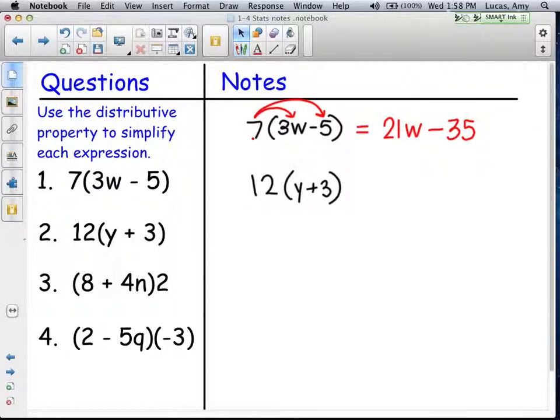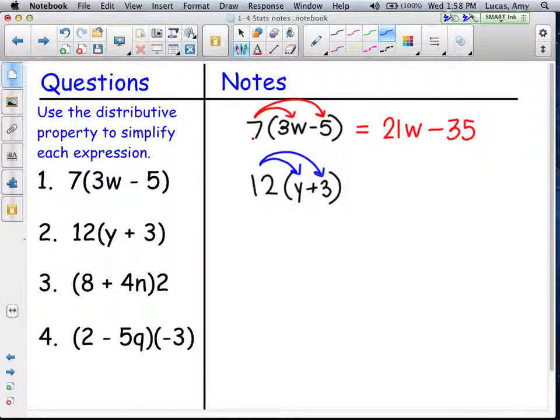Same process. I'm going to distribute the 12 times the y and the 3. 12 times y just means 12y. You write them next to each other. The coefficient number goes in front of the variable. This one has a plus sign. 12 times 3 is 36.